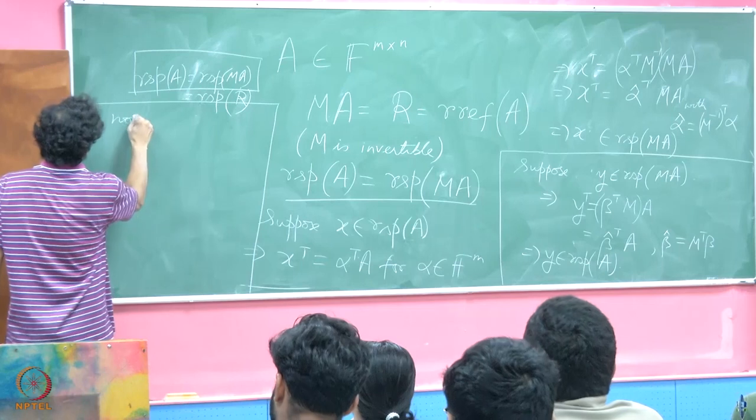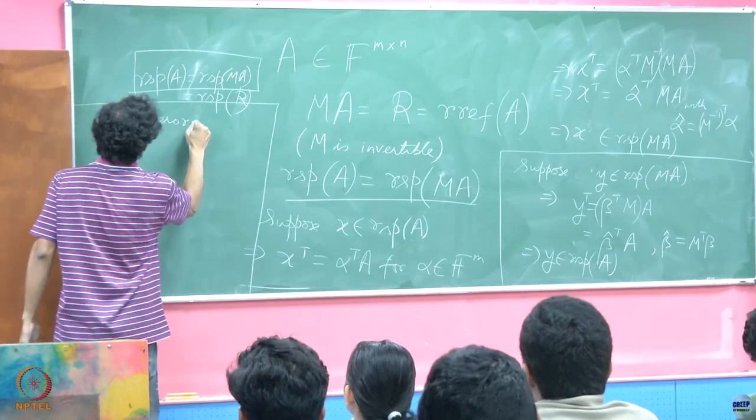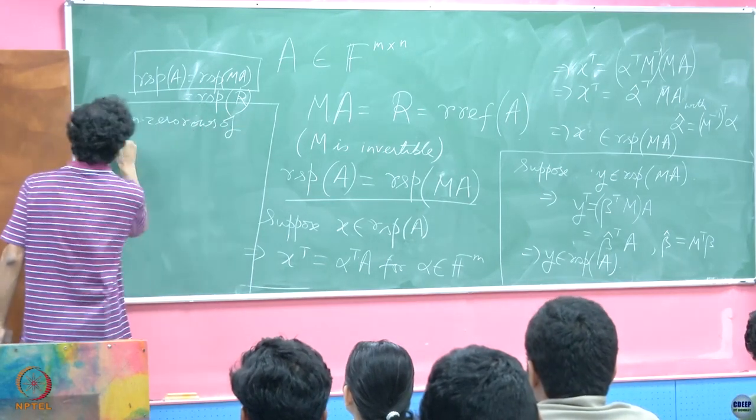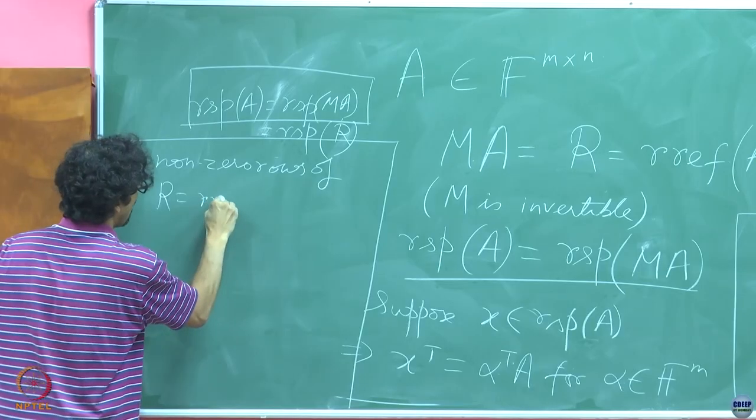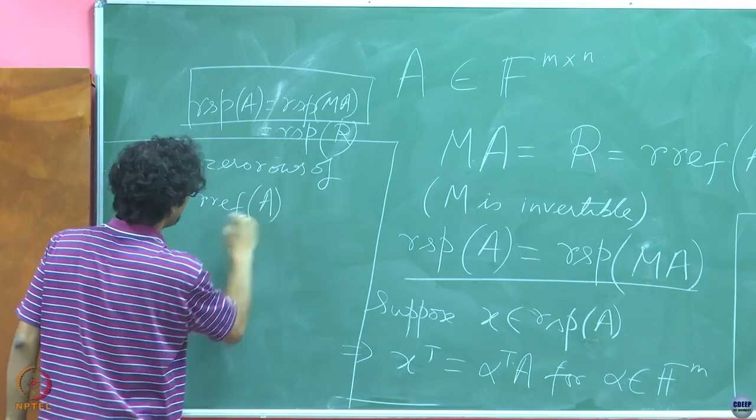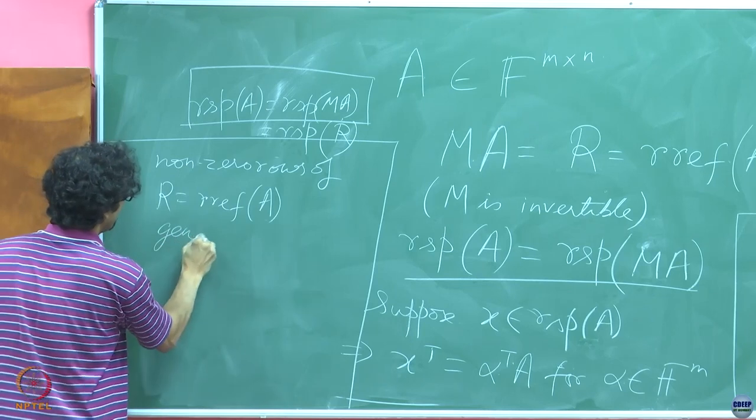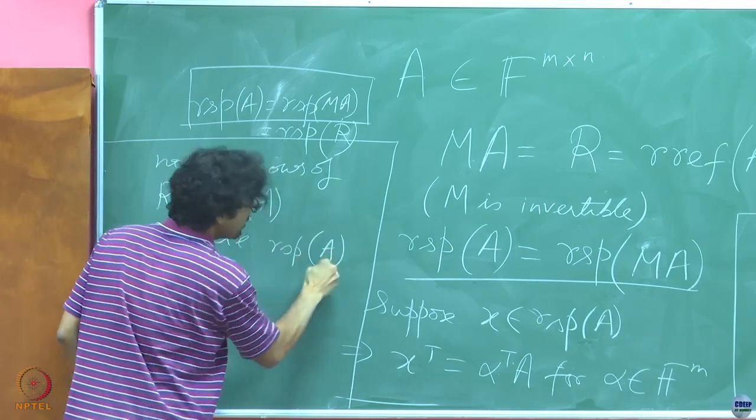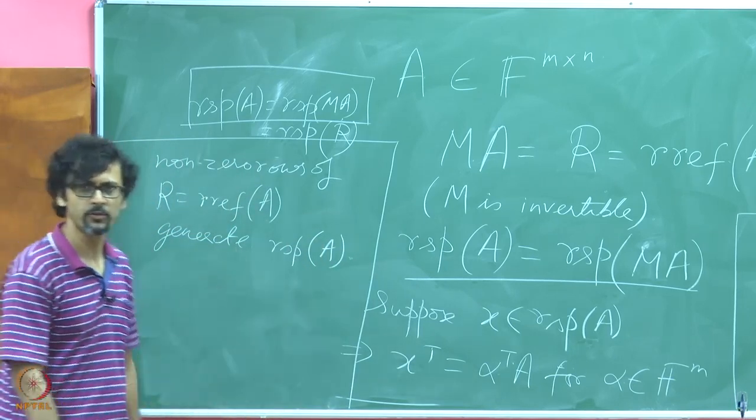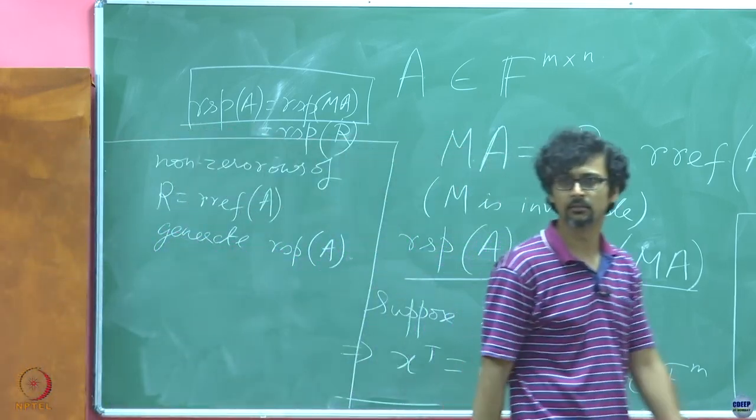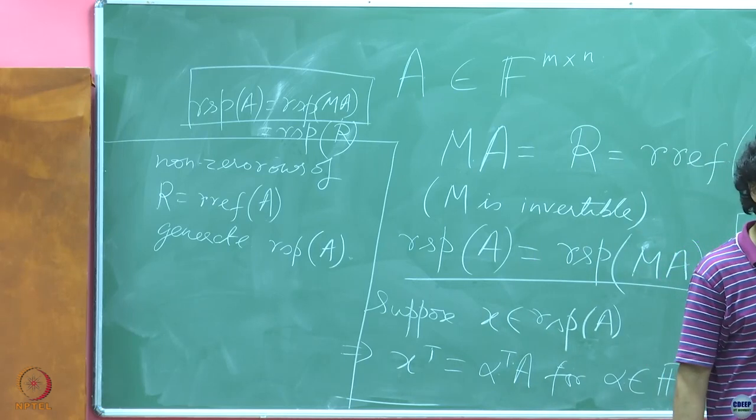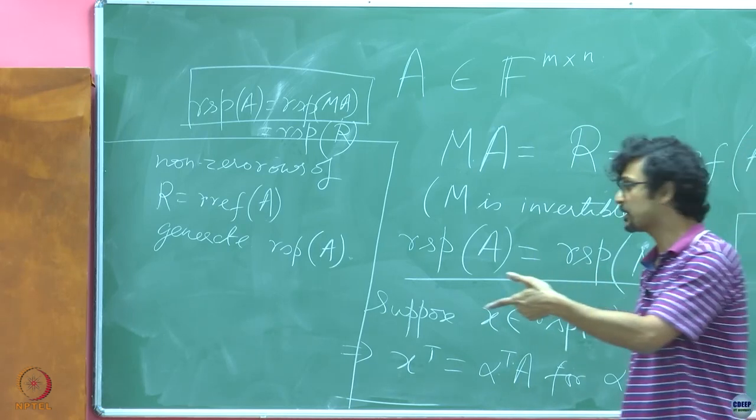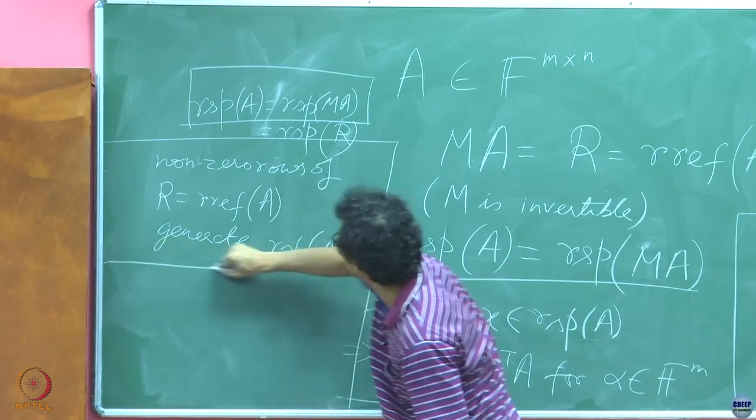So the non-zero rows of R, which is the RREF of A, generate the row span of A. Is there anything left to prove in this? Really nothing. Any doubts? So the only thing that is left to prove is that this is a linearly independent set.